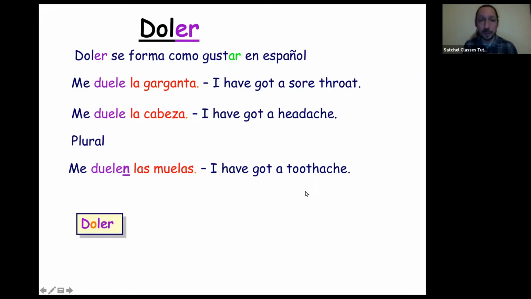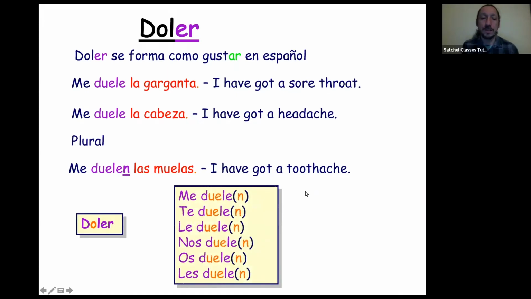Now, doler is an ER verb, and of course, it's going to have a slight change on that O. So have a look at this. Me duele, te duele, le duele, nos duelen, os duele, les duele. Now, that is a conjugation for doler in Spanish. That literally means my part of the body is sore or aches.